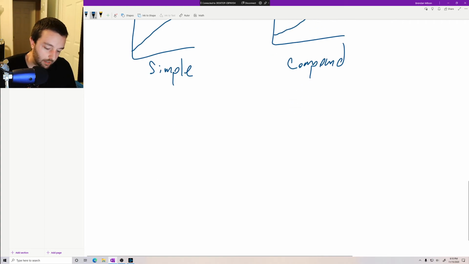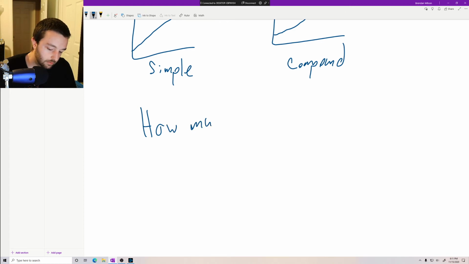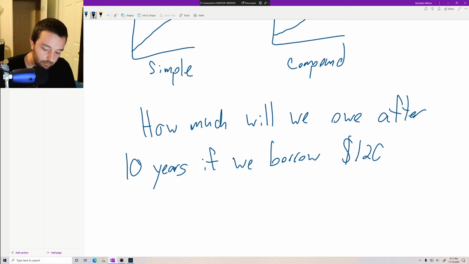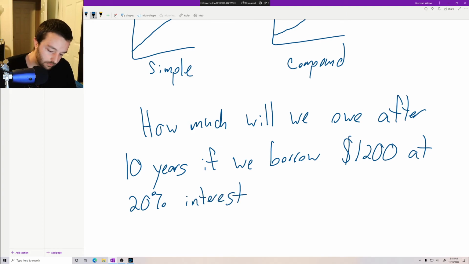So how much money will we owe after 10 years if we borrow $1,200 at say 20% interest? And make no payments.